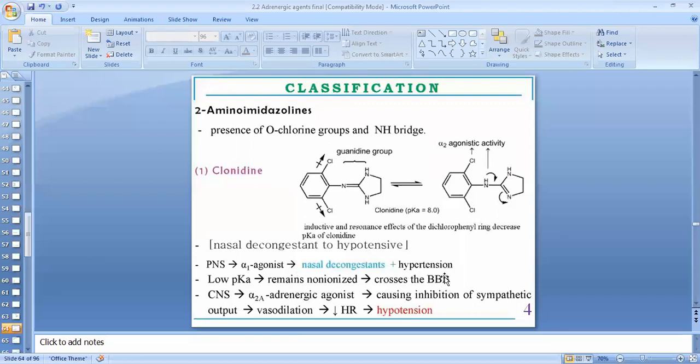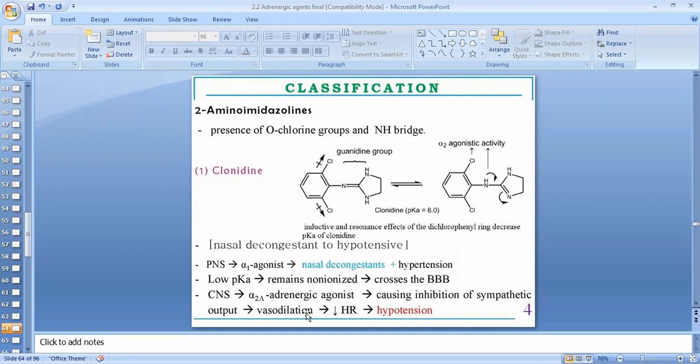So they may cross the blood-brain barrier because blood-brain barrier is very selective in nature to absorb or to cross the drug molecules, and as this drug molecule remains unionized, it may cross the blood-brain barrier. So this drug molecule we can use for the CNS treatment also. That's why it is an alpha 2A adrenergic agonist in the CNS, causing inhibition of sympathetic output.